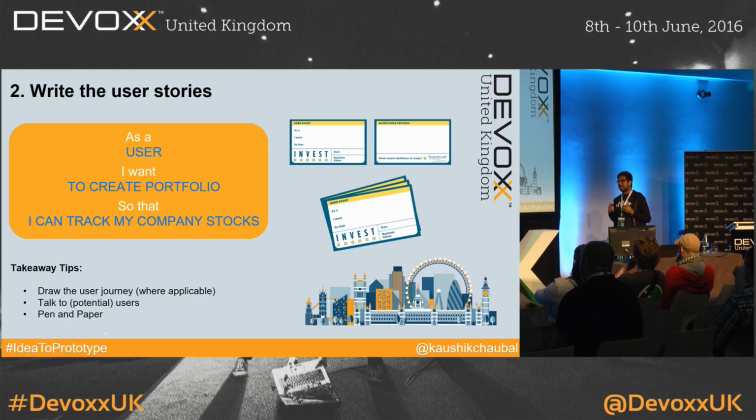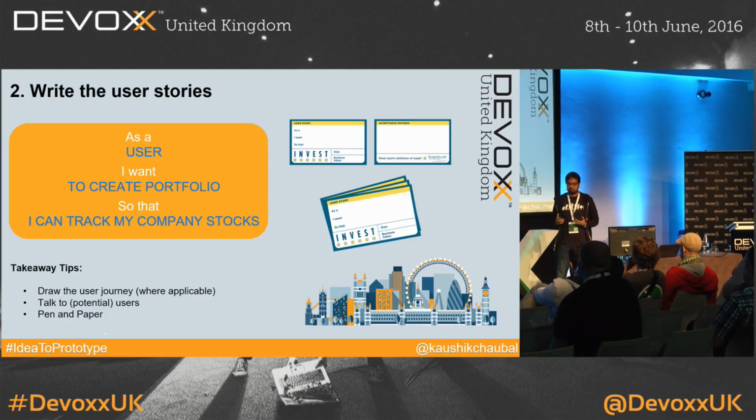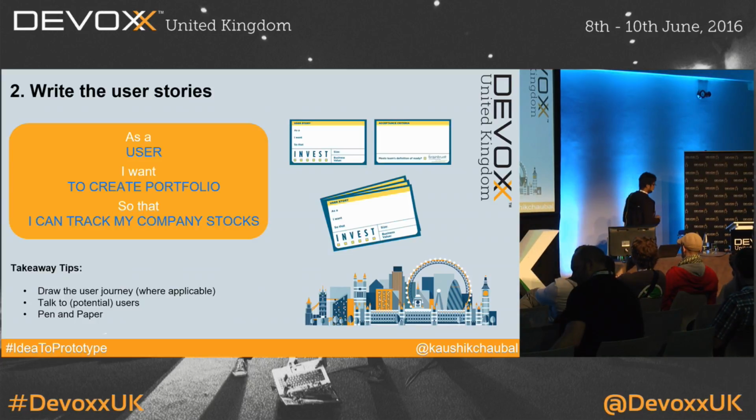Draw user journeys. At times, it helps a lot to draw some kind of quick user journeys to see where you want to reach, because at times it's not very clear. Maybe it's clear for you, not for someone who you're working with. Talk to your potential users, because maybe you're thinking about lots of different clicks and the users are not really keen about that. And don't try to spend too much time trying to use fancy tools to draw user journeys and user stories.